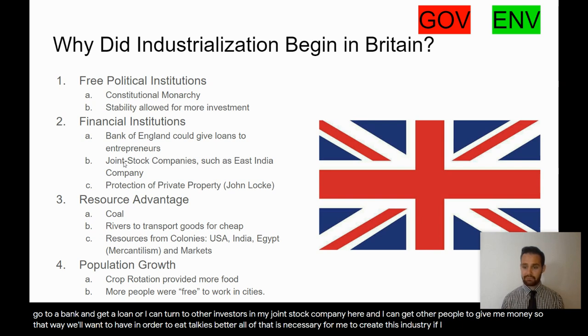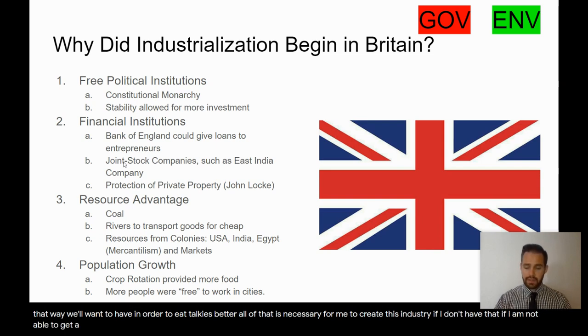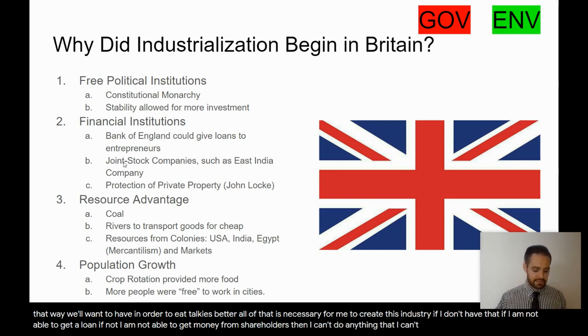If I don't have that, if I am not able to get a loan, if I am not able to get money from shareholders, then I can't do anything, I can't industrialize. And so that's why these financial institutions are so important.